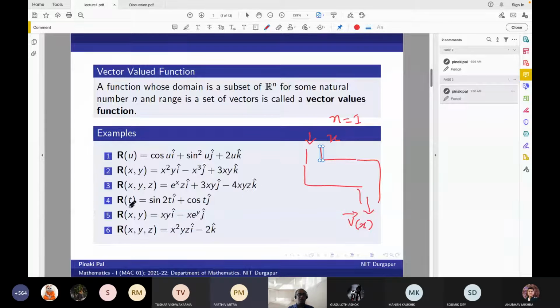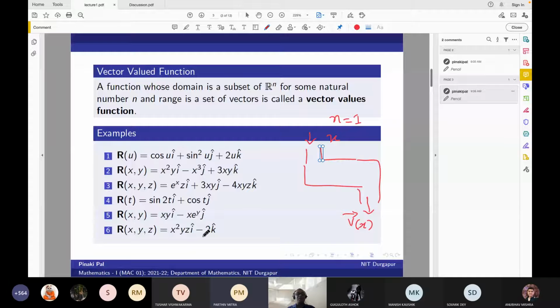And once again, we have used another symbol t to denote the vector function. So sin 2t i plus cos t j. And then, not necessarily always do we have to get a vector in space. We can get a vector in a plane as well, or even in a line. So in the fifth example, you can see r(x,y) is equal to x i minus x e to the power y j. And then we have this function r(x,y,z). So several kinds of vector valued functions are there.